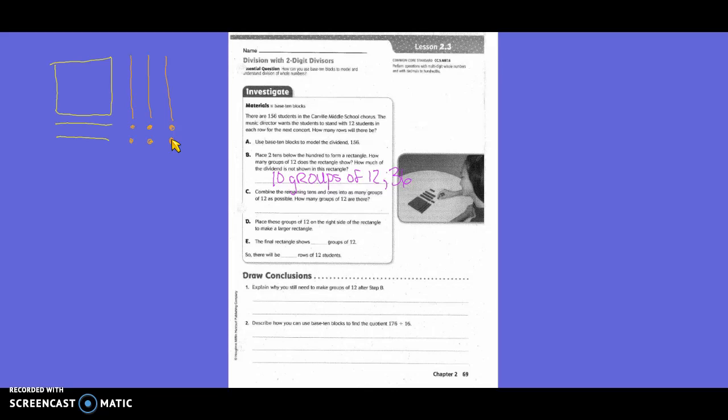Okay. But can these all be touching? No, because this is in a different section. Okay? So, we technically have 3 groups of how many? We have 3 lines, right? Or 3 columns. How much is in each of those columns? 12, right? Because you have 10 here and then 2 more. So, you have 3 groups of 12.